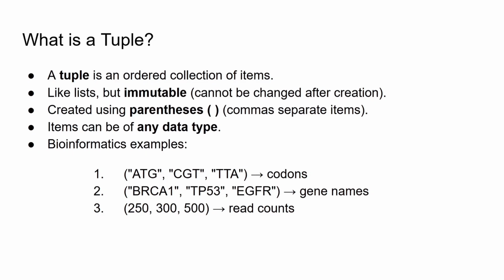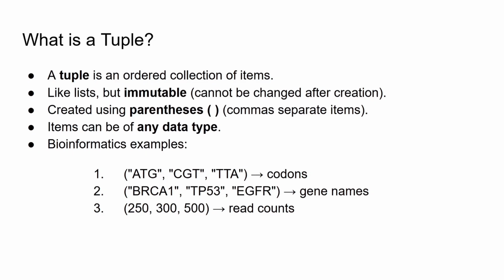We create tuples using parentheses. You put your items inside the round brackets separated by commas. And just like lists, the items inside a tuple can be of any data type. They can be strings, numbers, or even a mix of different things. For example, look at these cases on the slides.